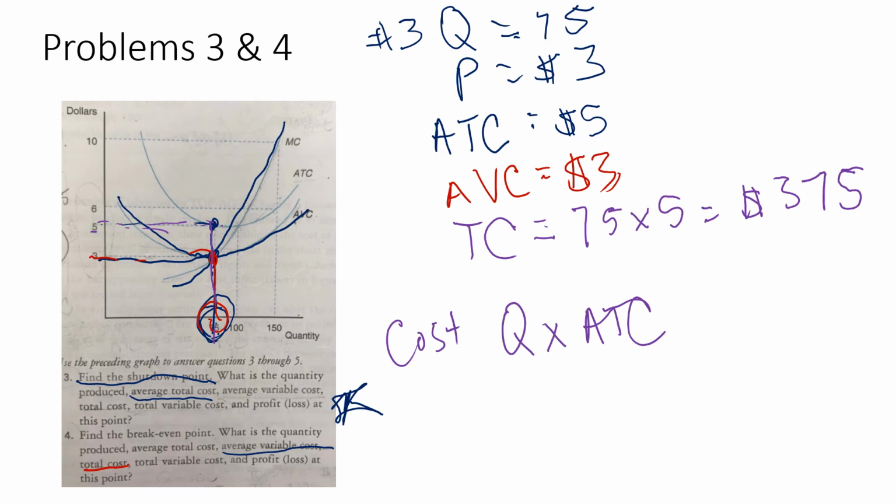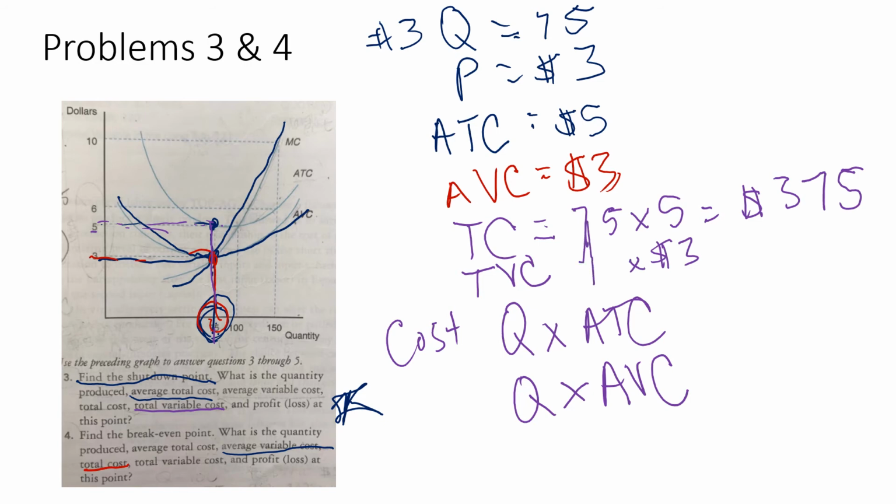So that's our total cost. Our total variable cost is going to be the quantity times the average variable cost. So total variable cost, meaning for all 75 units, what's the variable cost? Well, it's $3 on average per individual unit, but we're producing 75 of those. So we have 75 times 3, which is $225. So that's going to be $225.